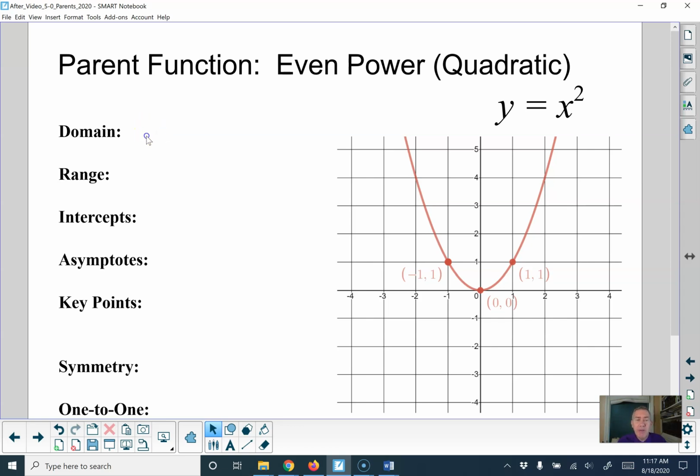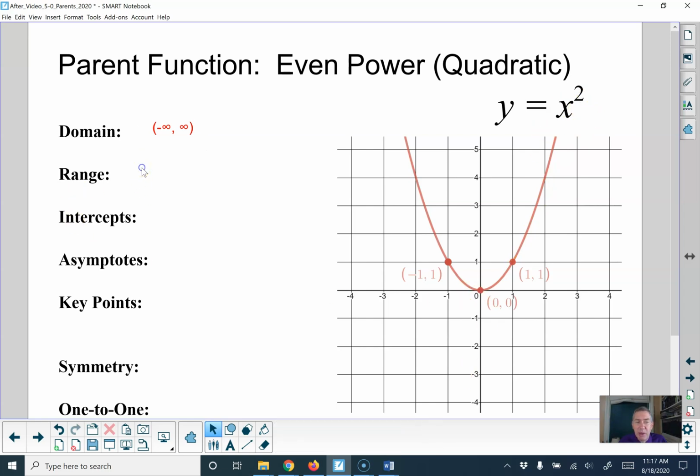The domain of an even power function is all real numbers. Negative infinity to infinity, or you can write all real numbers, or you can do it in whichever format you like. However, the range is not all real numbers. It does not go below 0. When you square a number, it can never be negative. It can be 0 if you start with 0, but it can never be negative.